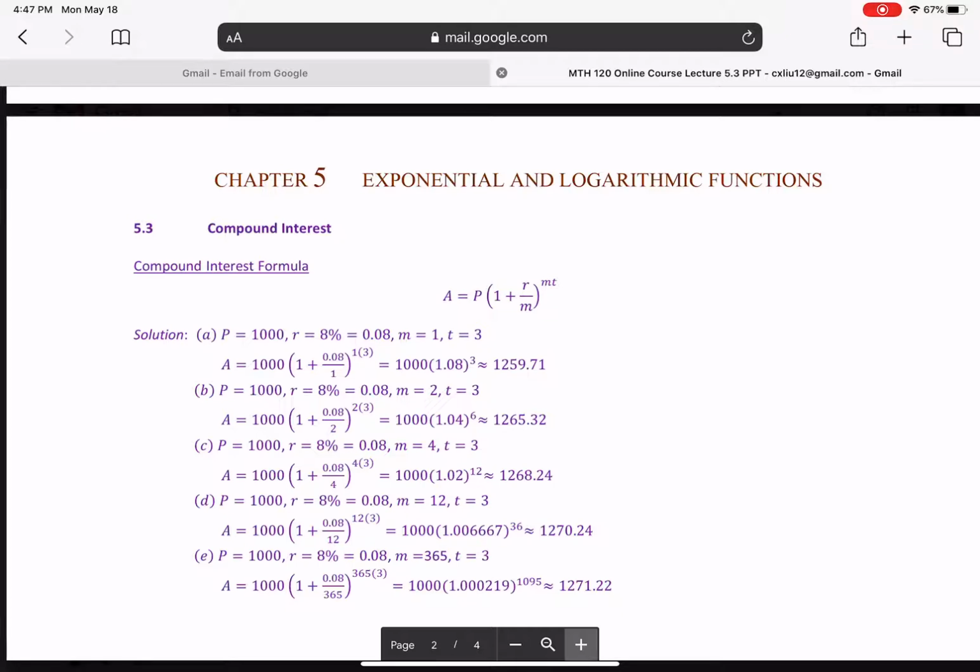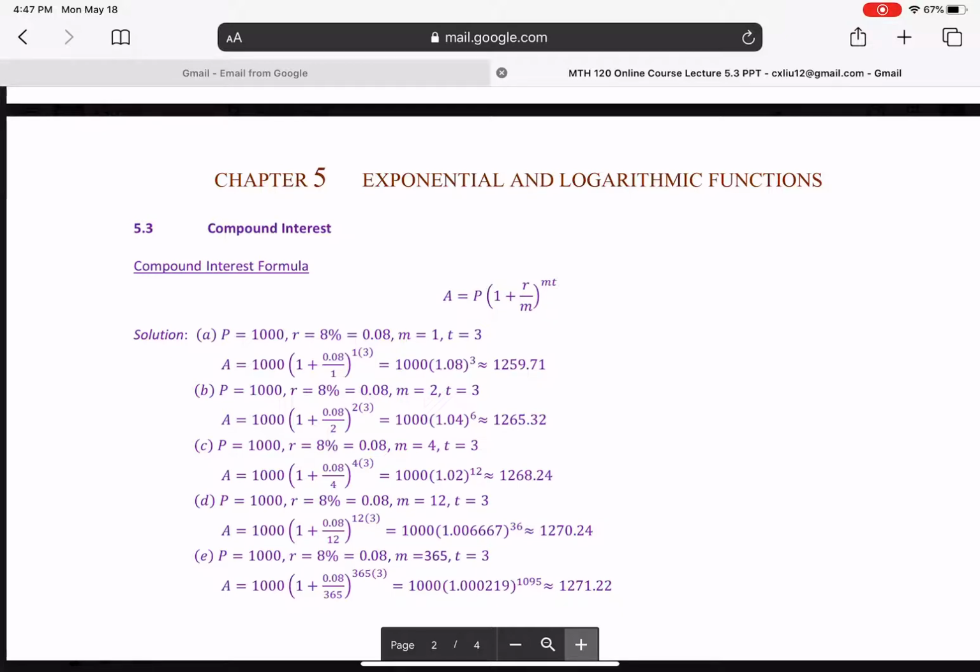A equals 1,000 times (1 plus 0.08 over 4) to the 4 times 3, and we get $1,268.24. Part D, interest compounded monthly, so M equals 12. A equals 1,000 times (1 plus 0.08 over 12) to the 12 times 3, and we get $1,270.24.